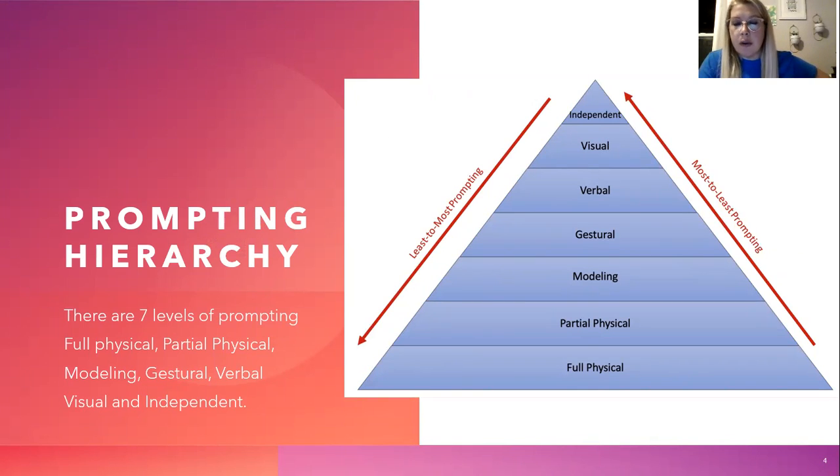This is a visual of the prompting hierarchy. There are 7 levels of prompting. Starting at the bottom, you have full physical, partial physical, modeling, gestural, verbal, visual, and then at the top is client independence. Now we're going to go into all 7 levels of prompting and discuss what an example of each would look like.